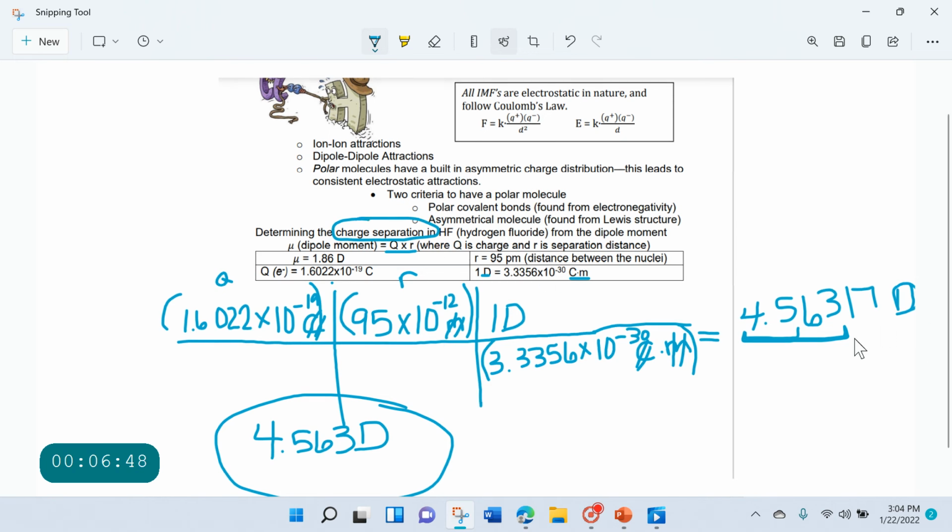Now, our next step is going to be to determine our charge separation. Right now we have our dipole moment. Okay, this is our dipole moment. Yay, dipole moment, we got it. But we have to do the charge separation from the dipole moment. In order to do that, you're going to have to take the part by the whole.